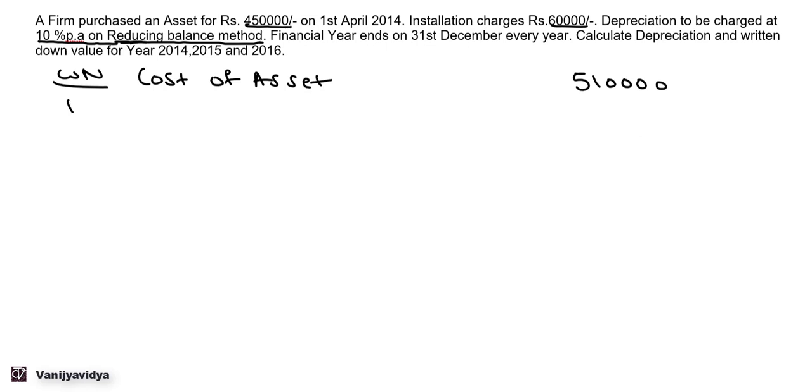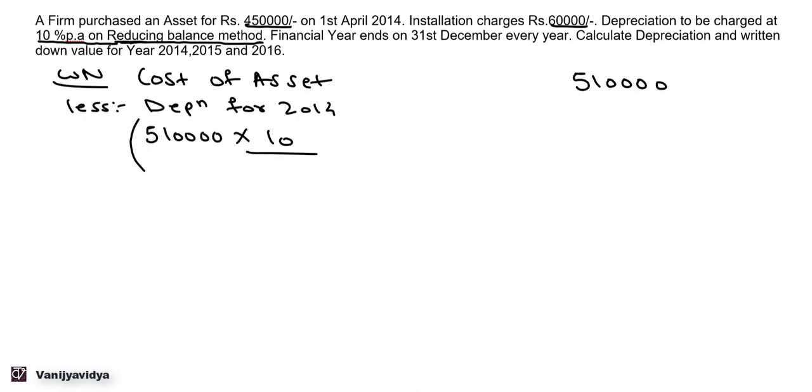Then less depreciation for year 2014. Now this depreciation is on the written down value. Since it is the first year, the depreciation will be on the cost. So 5,10,000 into what is the rate of depreciation? 10% per annum. So 10 divided by 100 into.